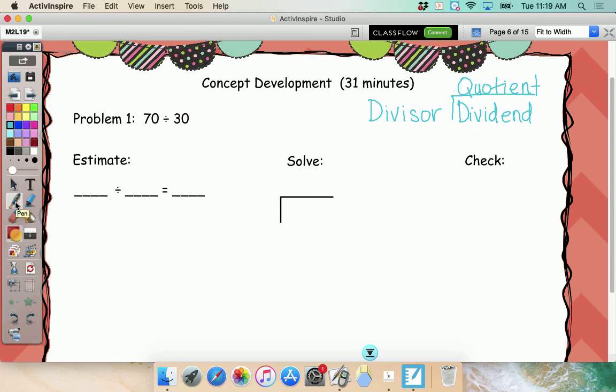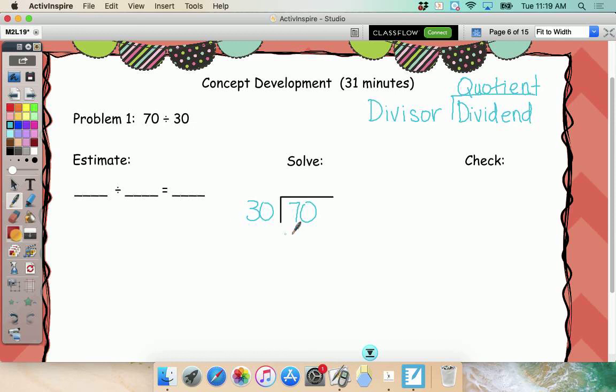Which number is the divisor? 70. No. Did you listen to my question? 30. Oh, no. 30. So the 30 is going here. Which number is the dividend? 70. Now, we really got pretty good at this before because we just said the first number goes in the doghouse. Remember that? First number goes in the doghouse.